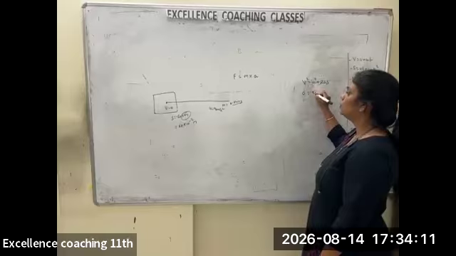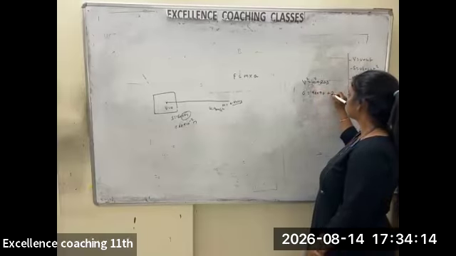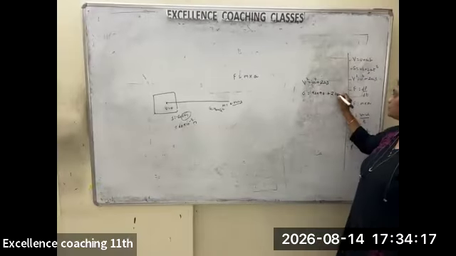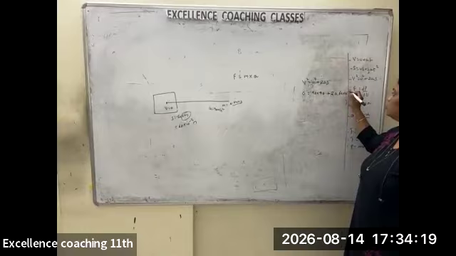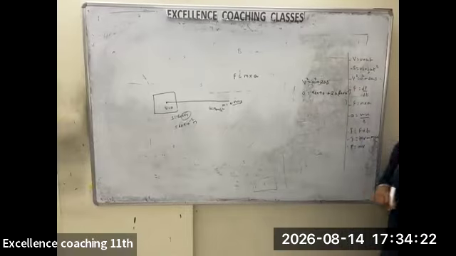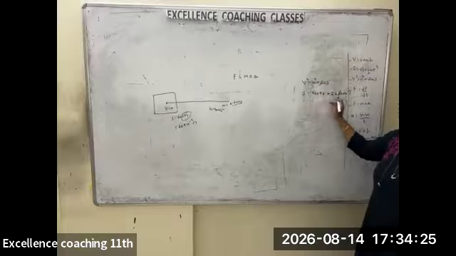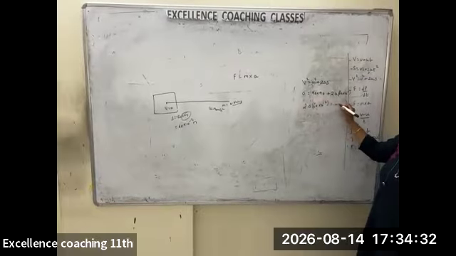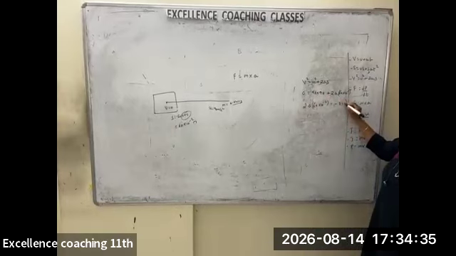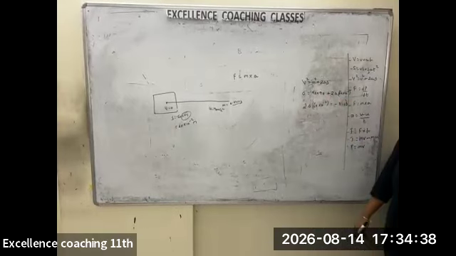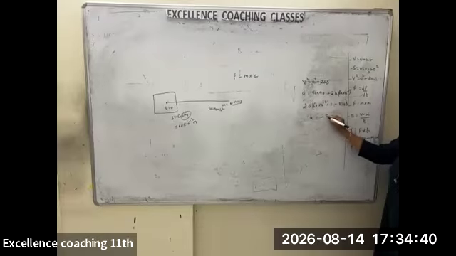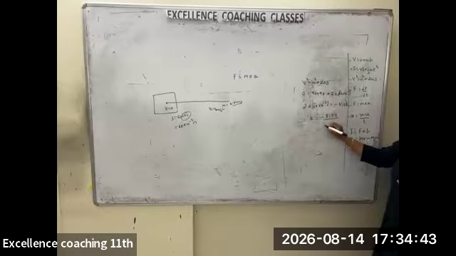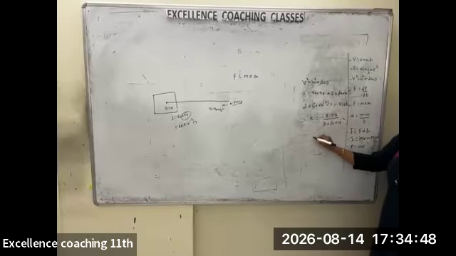v is 0, u is 90 into 90. 2as, with s as 60 into 10 raised to minus 2. If I take one term to the other side, it will be 2a into 60 into 10 raised to minus 2 is equal to minus 8100. Now a will be minus 8100 upon 2 into 60 into 10 raised to minus 2. Solve this and tell me the answer.